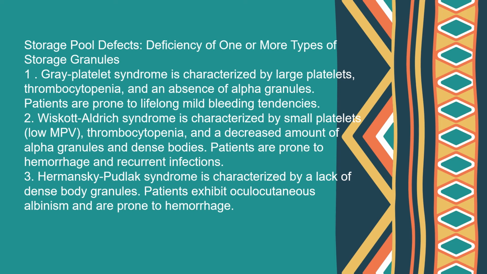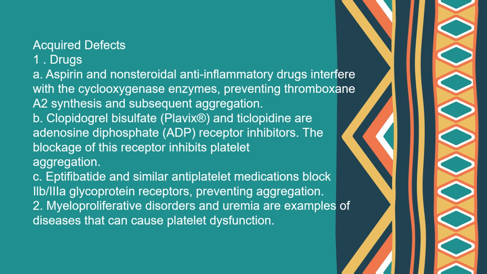Number 3, Hermansky-Pudlak syndrome, characterized by a lack of dense body granules. So please take note of what is missing in these storage pool defects. Patients will exhibit oculocutaneous albinism and are also prone to hemorrhage. There are also acquired defects. The taking of drugs like aspirin and NSAIDs, non-steroidal anti-inflammatory drugs, can interfere with the cyclooxygenase enzyme. This will prevent the production of thromboxane A2, and a problem with aggregation will occur.